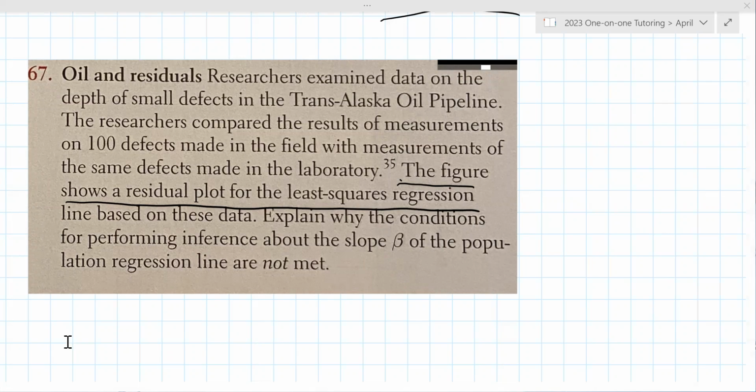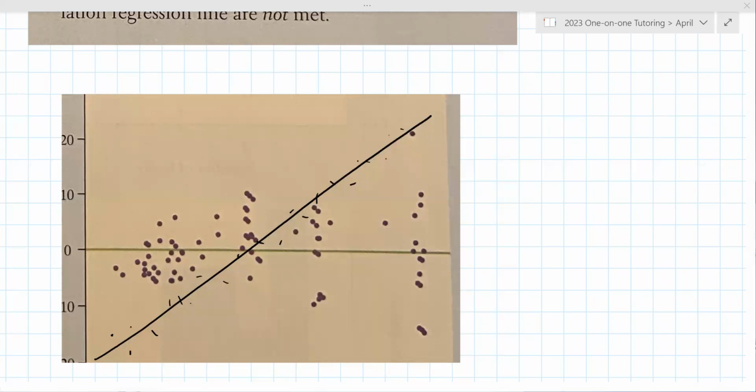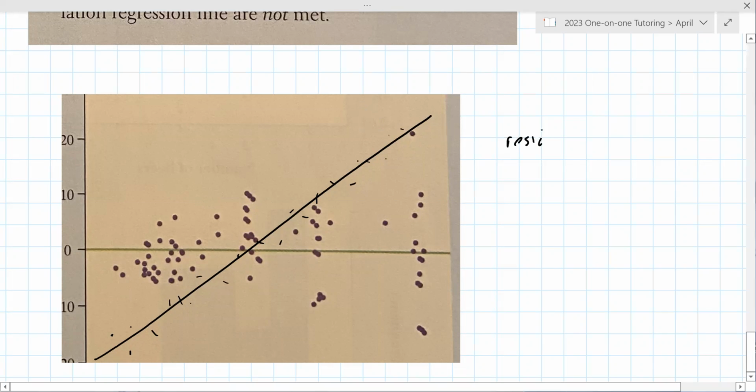Your book will have something on there. What we really were hoping for is something like this, like the dots to be along a line like that. These are not, so that's one of the conditions that is not met, and that's sufficient to say that it's not met. So the residuals need to form a line, basically. They should fit on a line.